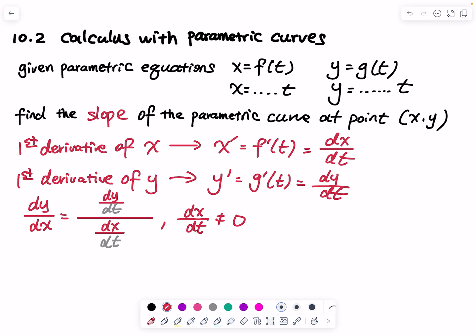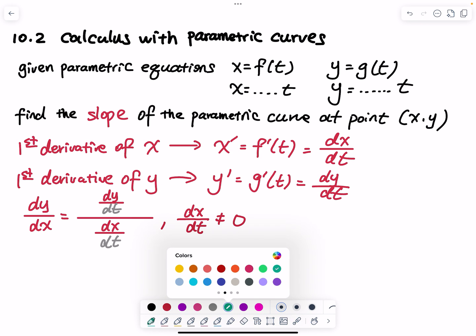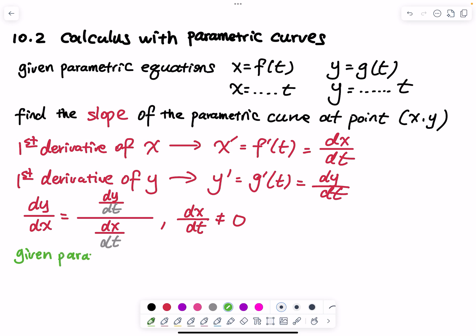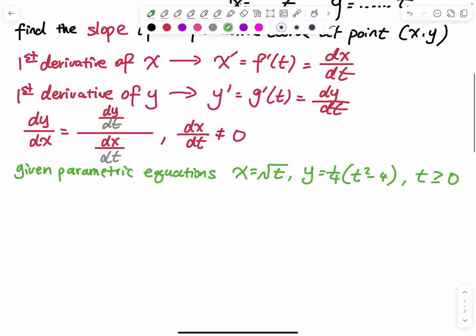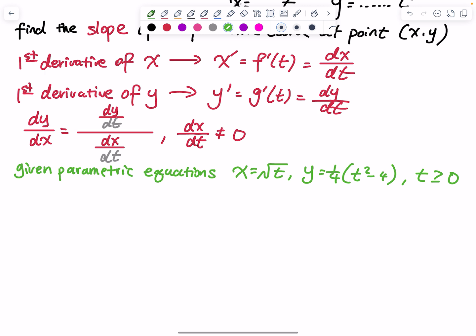So how about we apply this to a parametric equation? Let me pick one. Given the parametric equation x equals the square root of t, and y equals 1 over 4 times t squared minus 4, provided t must be greater than or equal to 0. Let's move that up. How about we sketch the graph first? It is not going to take a long time.